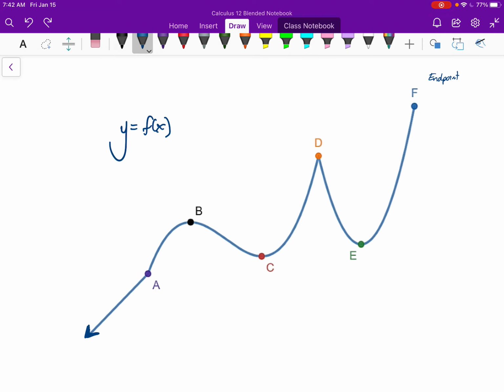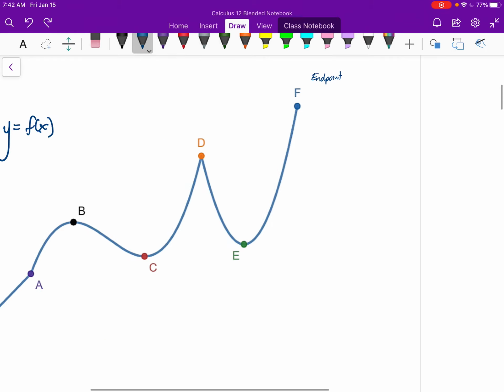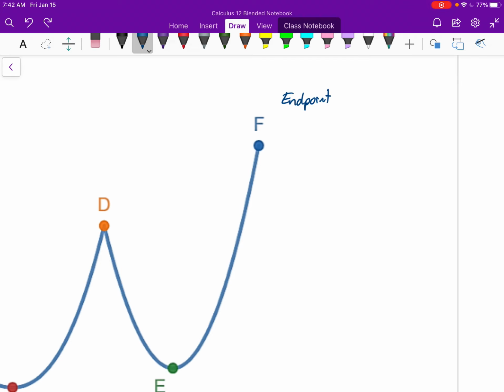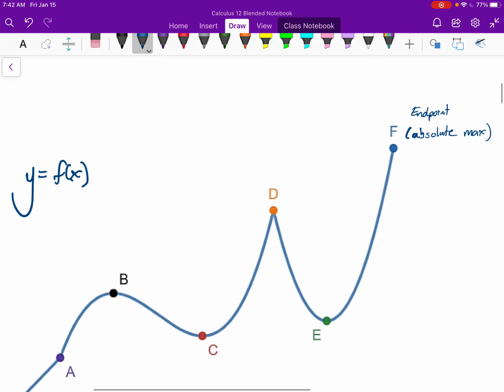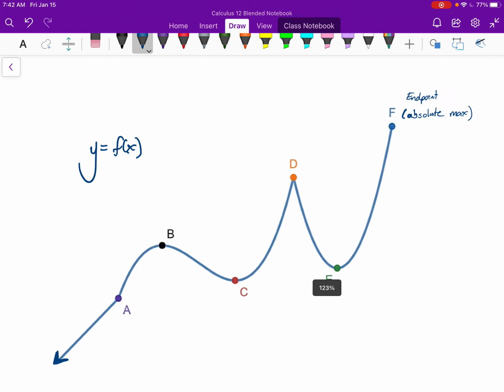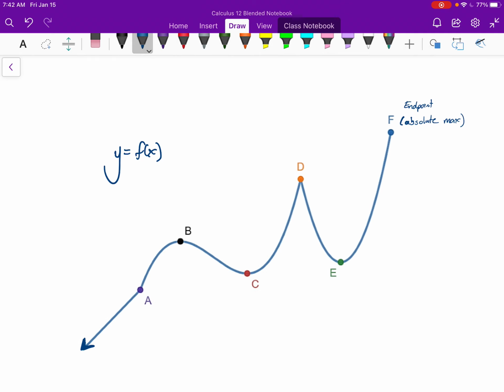Let's start with this endpoint over here. Not only is this an endpoint, this particular endpoint is the absolute max of this function. Don't assume endpoints are always the absolute max, but in this case, this point has the highest value of this entire function. No other point in this function is as high as this. So this is what we call the absolute maximum of this function. It's the absolute highest point of the function. Sometimes it's an endpoint, but don't assume it has to be an endpoint.